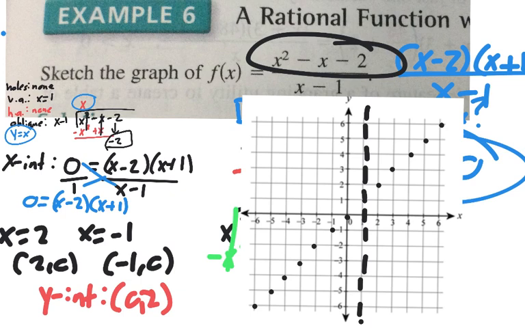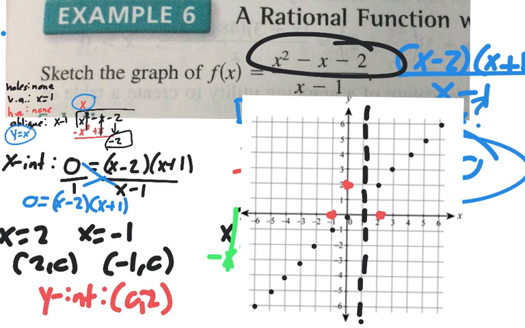So now, how many pieces is my graph in? Still two. Right, the vertical asymptote divides it into two. So I have what's happening on the left side and the right side. Let's keep going. What else do I know? I know I have x-intercepts at 2, which is here, and at negative 1, which is here. I know I have a y-intercept at 2, which is here.